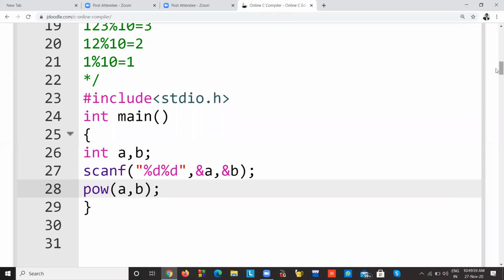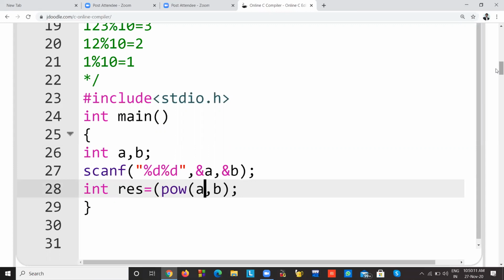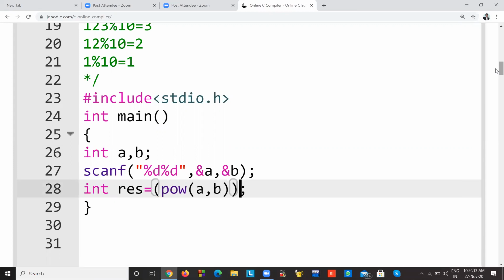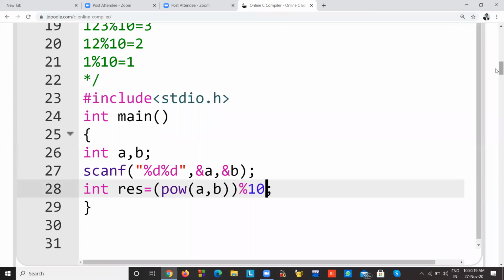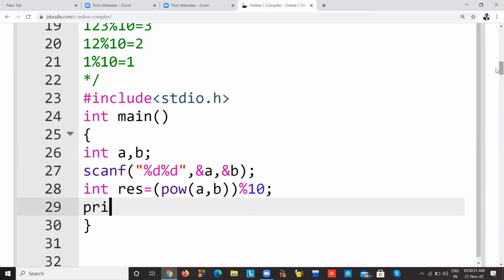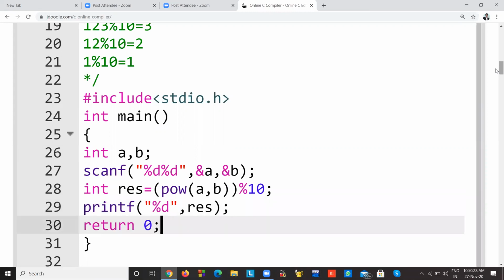So let me use another variable. int result is equal to, okay, so this will give what? A power b. So it will give what? 8 power 3. 8 power 3 is 512. We have to do 512 mod 10, so mod 10. We can display the result. So printf %d, result. Okay, return 0. So this is the simple answer.